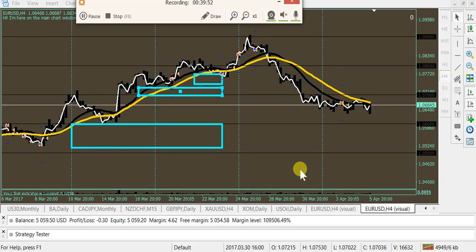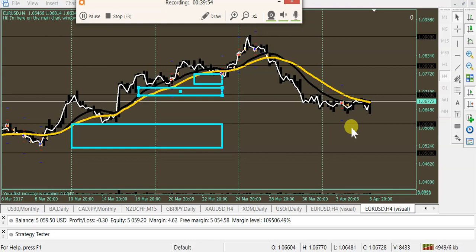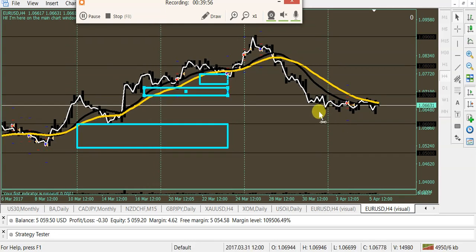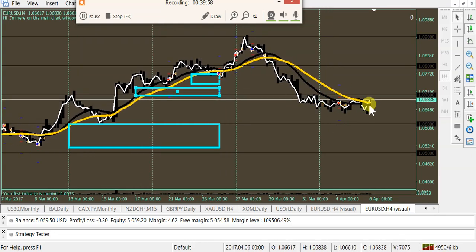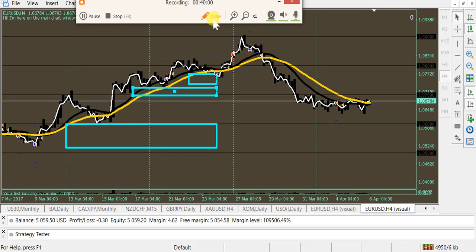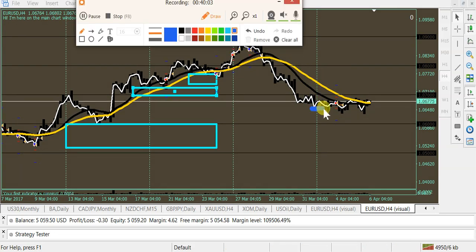So I think we can see all the scalpers feasting on this new low here, Sunday night. All right, so a small amount of pips to be made here.